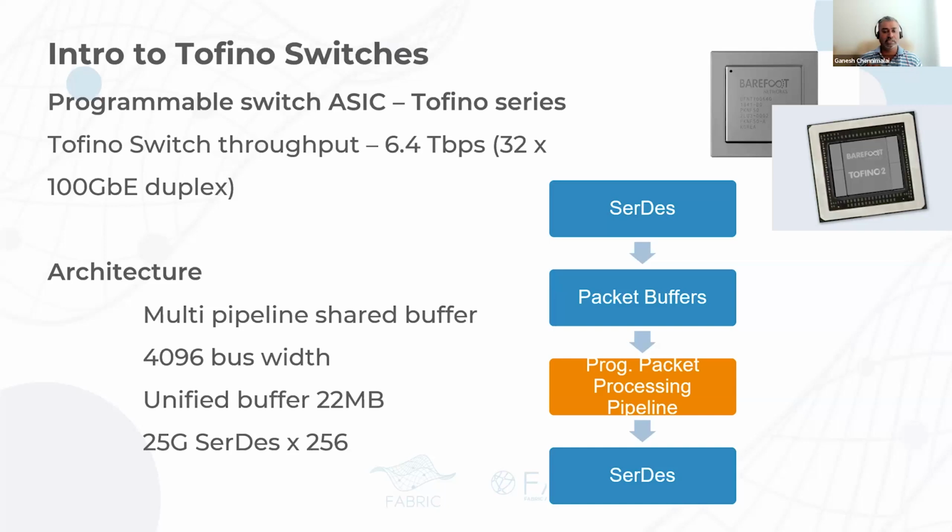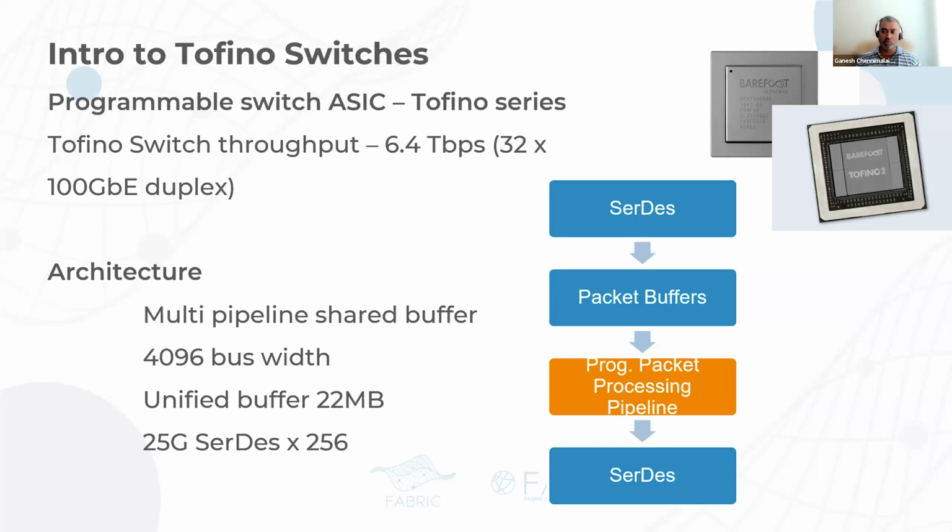So you need to actually be able to switch the packets within that time. So that places a very strict timeline there. And it also has a 25 gig SerDes, and there are 256 of them, which together creates a 6.4 terabits pipeline.